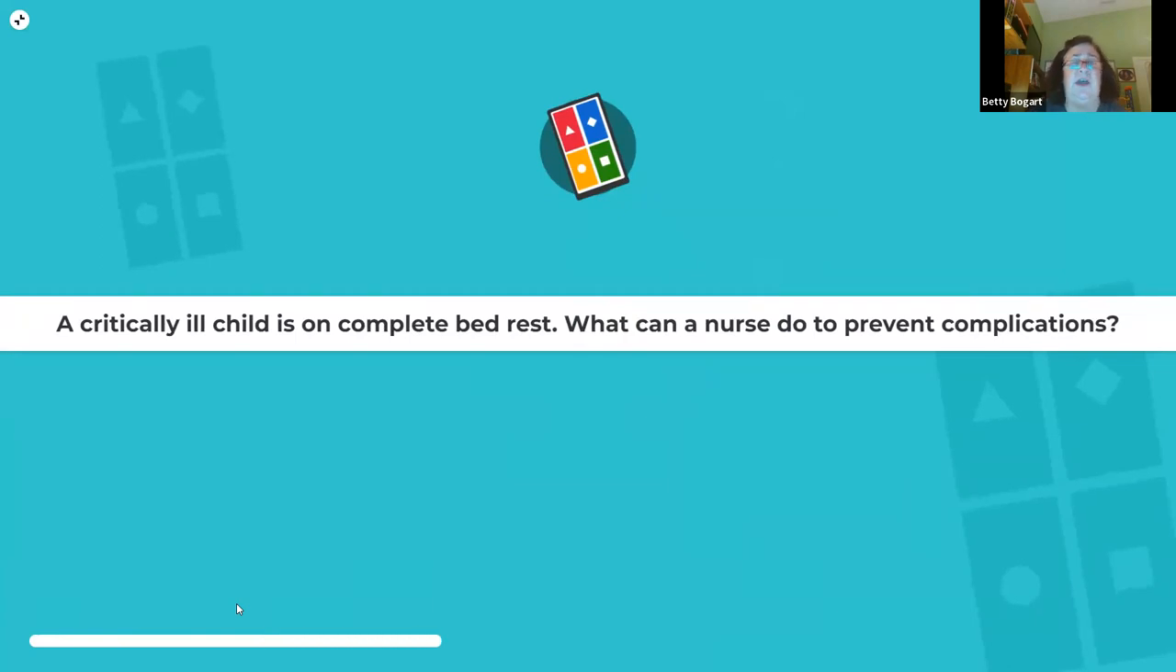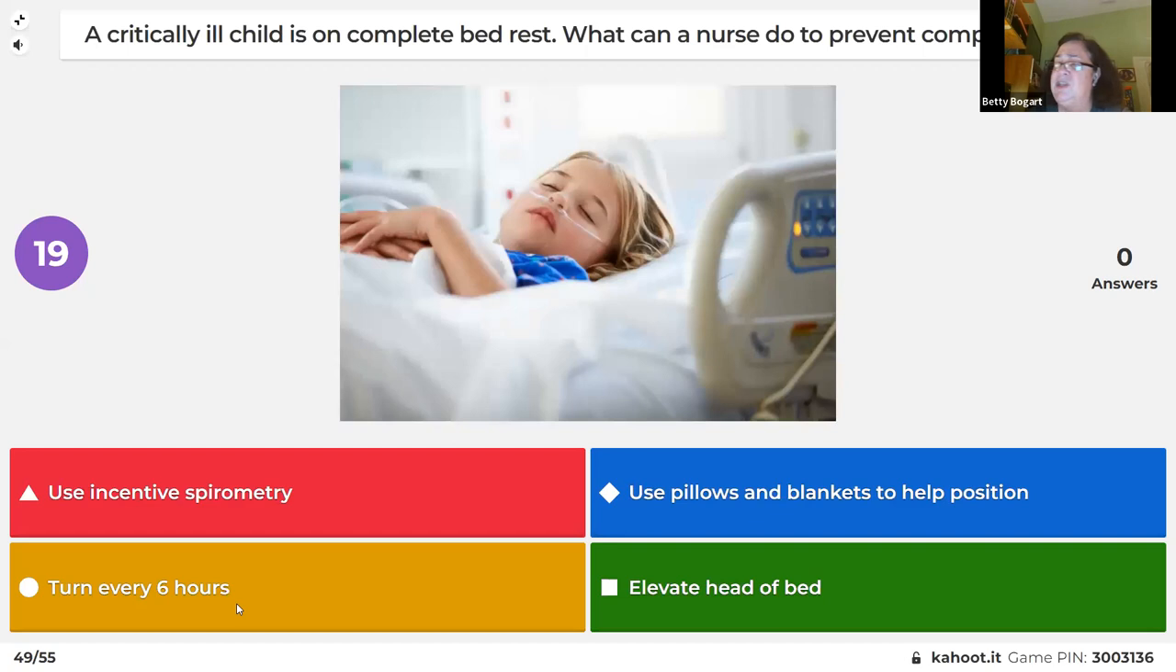Multi-select. A critically ill child is on complete bed rest. What can a nurse do to prevent complications? You have children who've just had open heart surgery, and that doesn't mean that children don't get decubitus ulcers. They can. Doesn't mean they don't get foot drop. They can. They get lung atelectasis. They get blood clots, just like adults.